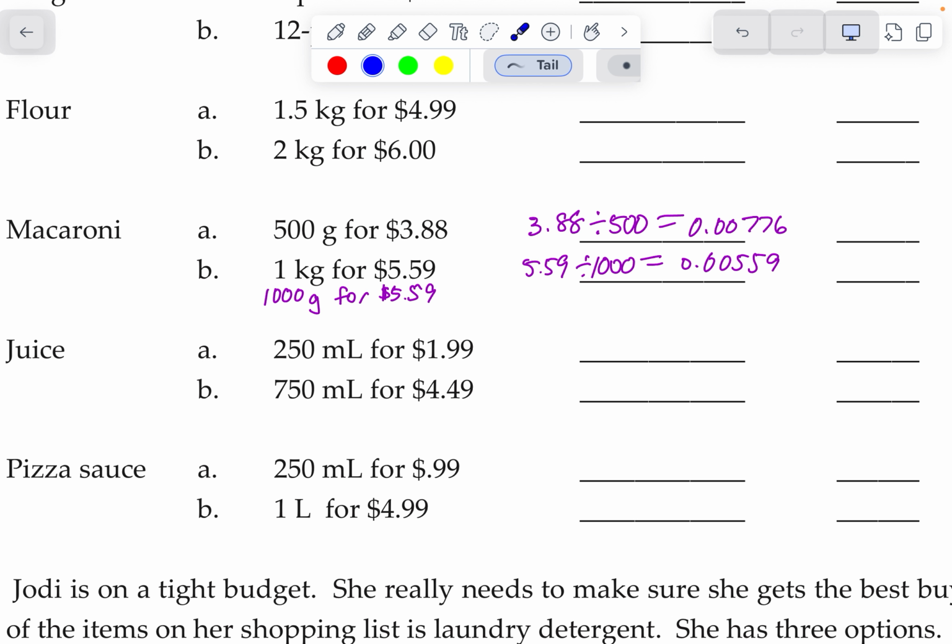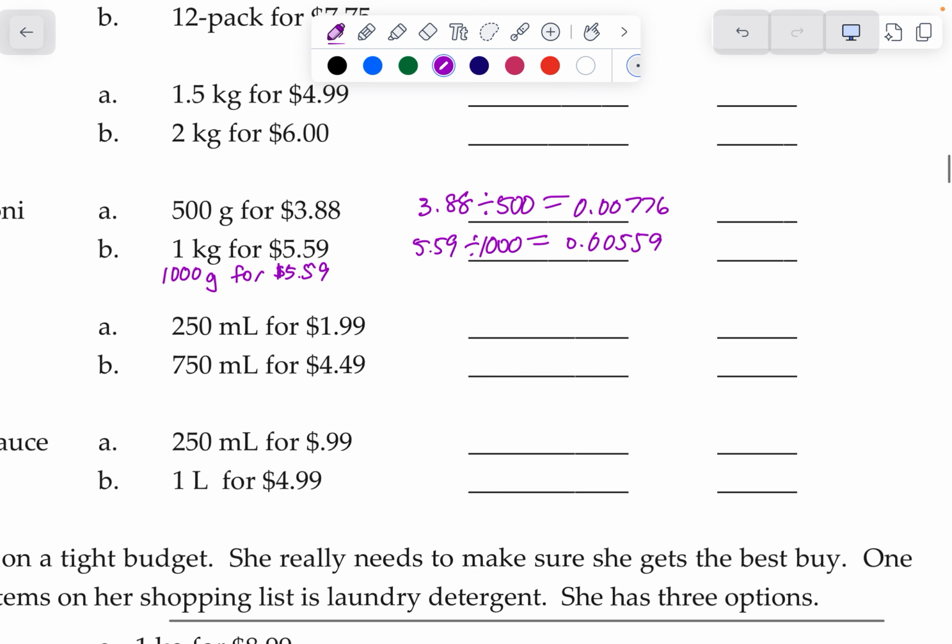We want the one that is the better value. Better value means it's cheaper for us. So we want the smaller one. So you would put a little, if it lets me, you would put a little check mark there. Okay. So the smaller value is what you want. So these ones you don't have to round, because we want to do a comparison.